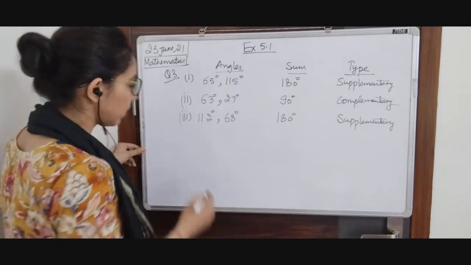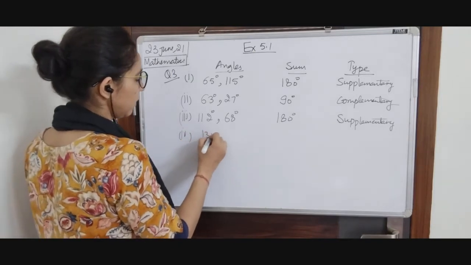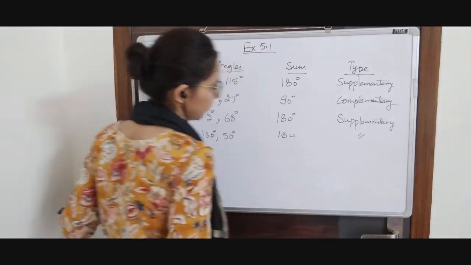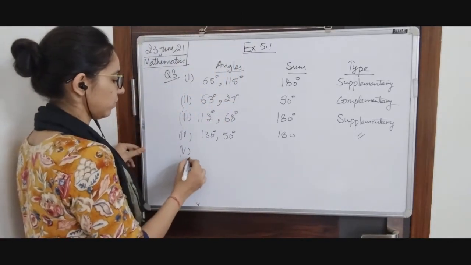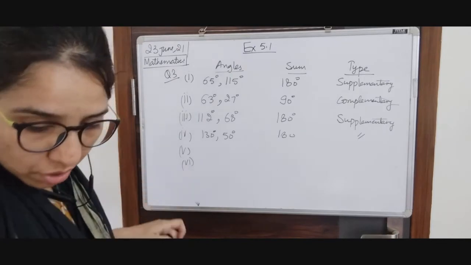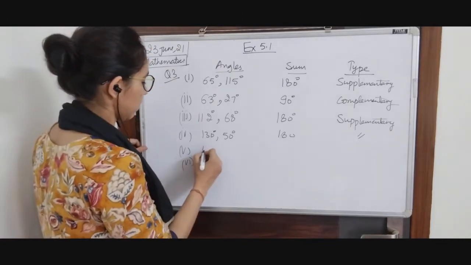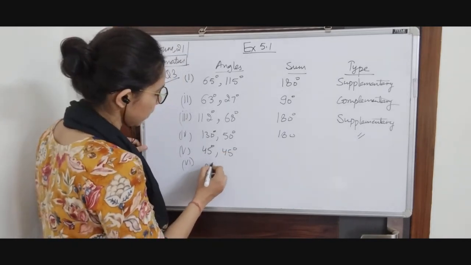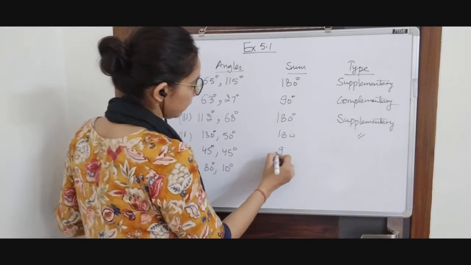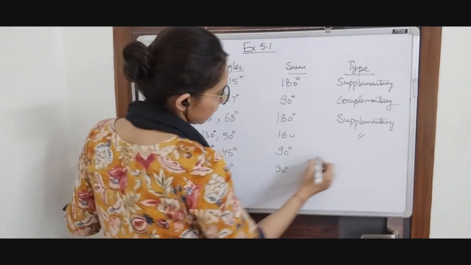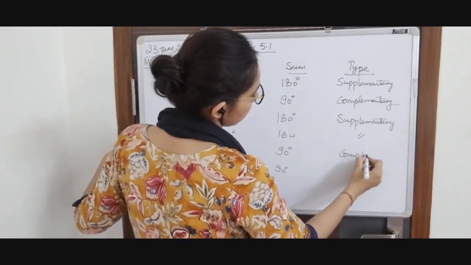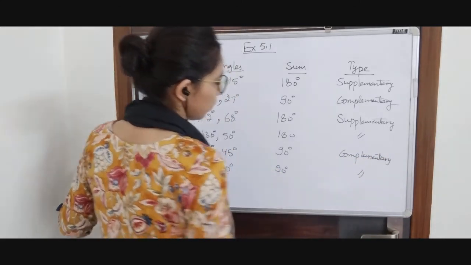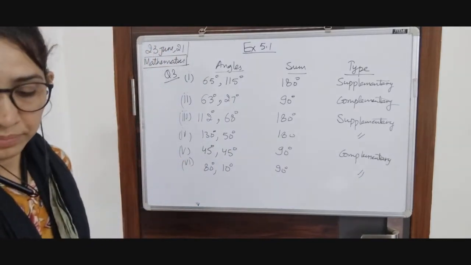Fourth one is 130 degree and 50 degree, sum 180 degree, again supplementary. Similarly, we can do for fifth and sixth, whether they are supplementary or complementary. 45 degree, 45 degree, 80 degree, 10 degree, sum is again 90. These are complementary. And this is also complementary angles.